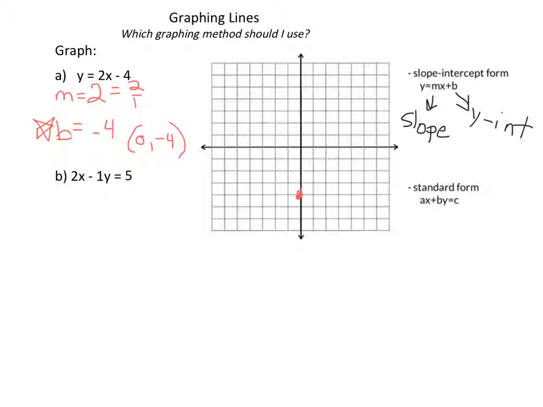And then I'm going to use my slope to determine the next point, which is positive 2, 1. The change in y is positive 2. I'm going to go up 2, and to the right 1 because it's a positive 1. I'm going to do it again to make sure I'm on the right track.